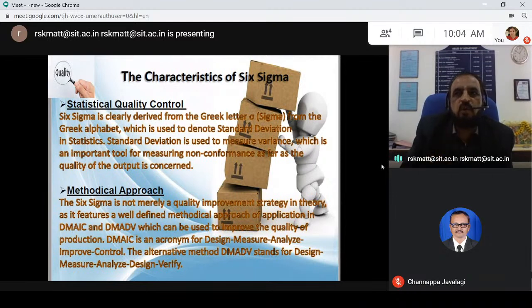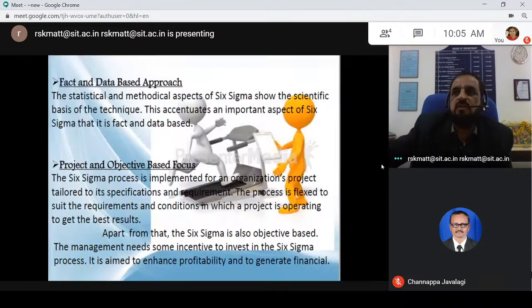Six Sigma is a methodical approach. We apply DMAIC and DMADV methods in Six Sigma. It is a fact and data-based approach, okay? It is not a guess approach. We need to collect the facts at the shop floor, and the data. So that's why it's called fact and data-based.